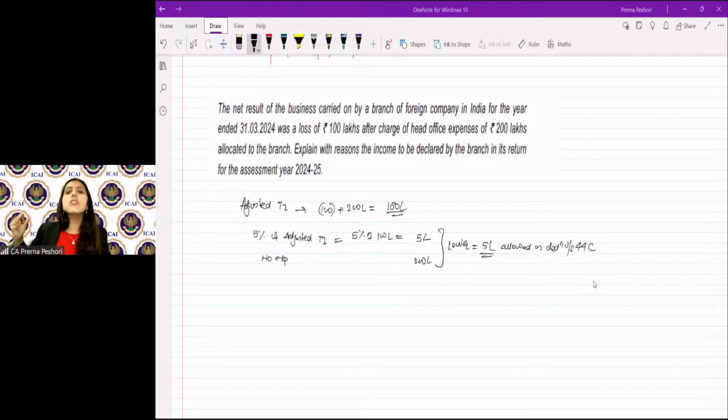But these are certain special provisions for certain categories of the non-resident, which is what we understood. Clear, students? Any questions? Any doubt? Anything you wish to ask before we move on to the next topic? If no, we can take a small break. Okay, so let's take a break of 10 minutes.